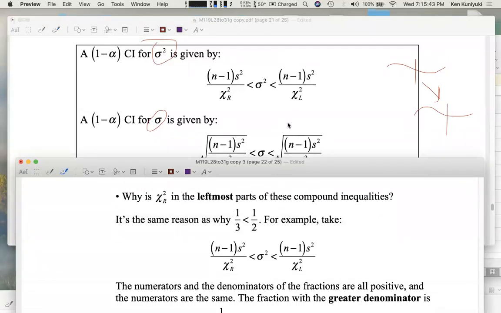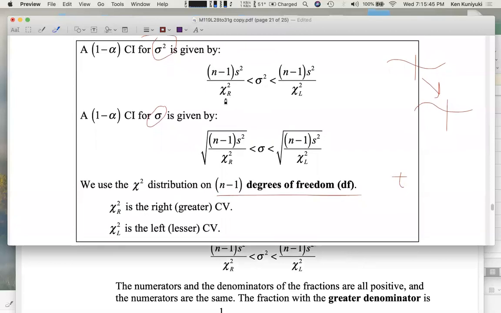Also, this might confuse you. Wait, why is the right critical value in the left fraction and the left critical value in the right fraction? The greater value is here, the lesser value is here. Well, here's the thing. Let's say I have this pizza here. One person eats a third of the pizza, another person eats a half of the pizza. Who's eating more and who's eating less? The person eating a third of the pizza is eating less, right? Here's a third of the pizza, here's half of the pizza.